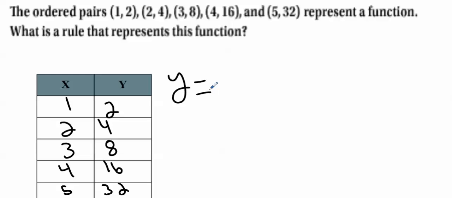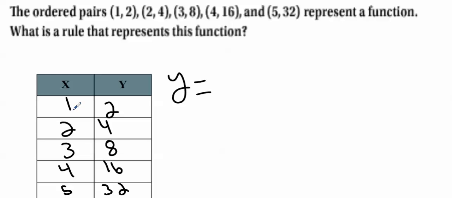What's happening constantly? Let's see, you got 1 going to 2, and a 2 going to a 4, and a 3 going to an 8, and a 4 going to 16, and a 5 going to a 32. How is that working? They're all related somehow. Let's see. I don't know. They're all even. I don't know. Let's see.